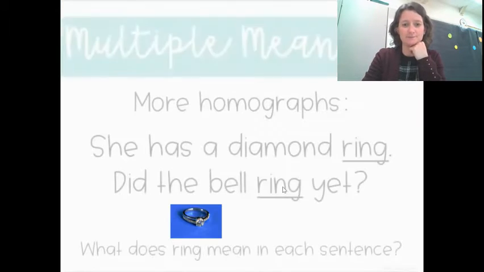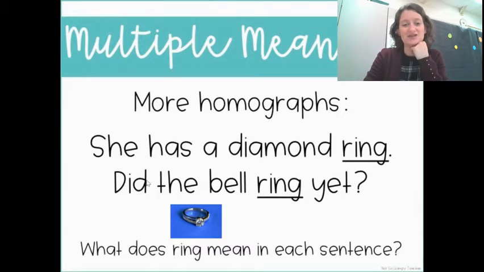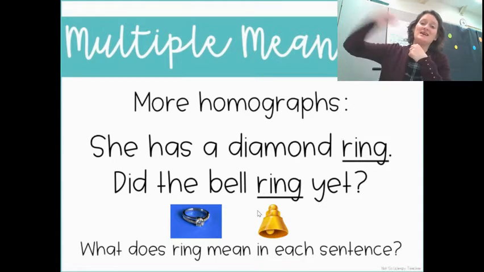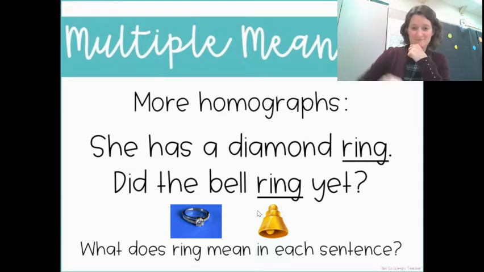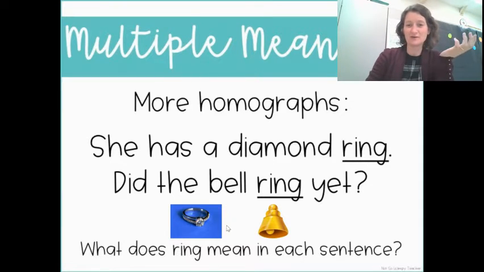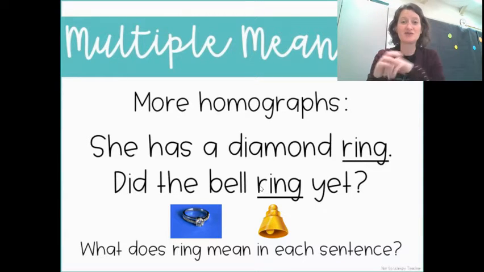So let's look at some more. She has a diamond ring. Did the bell ring yet? Well, diamond ring, you can see here, is a piece of jewelry. A ring is something you wear on your finger. Did the bell ring? Is that the same kind of ring? No, it's the sound that a bell makes. So one is a piece of jewelry and one is a sound. So it's a homograph because it has the same word. It's written exactly the same, but there's two different meanings.